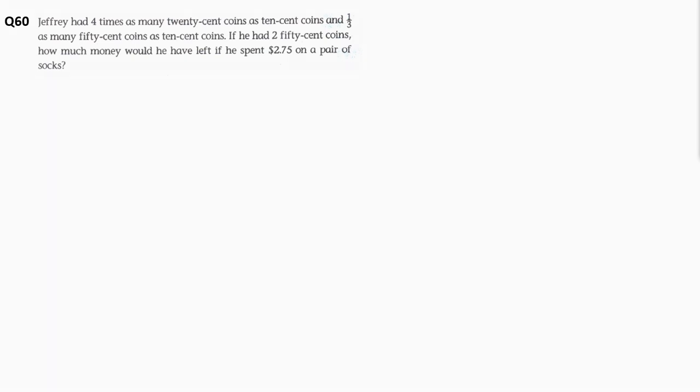Okay, so we have another money question here. Jeffrey had 4 times as many 20-cent coins as 10-cent coins, and a third as many 50-cent coins as 10-cent coins. If he had two 50-cent coins, how much money would he have left if he spent $2.75 on a pair of socks?